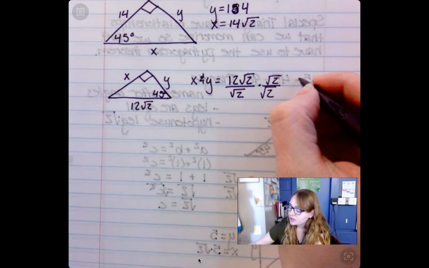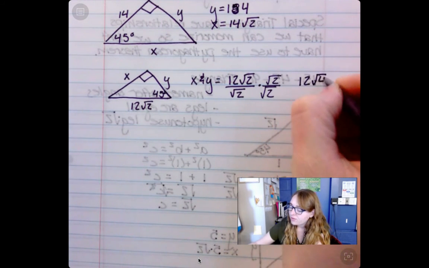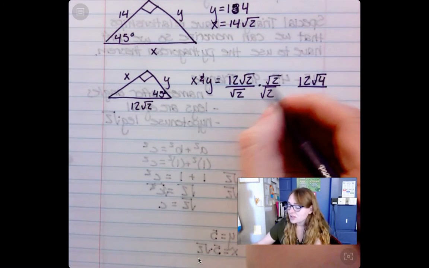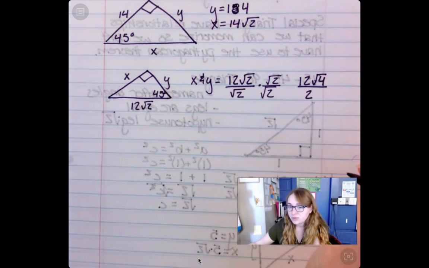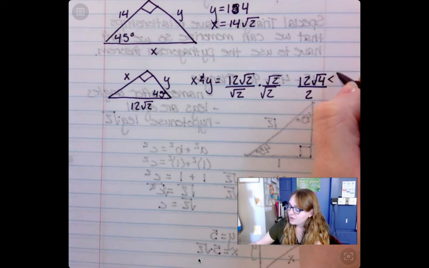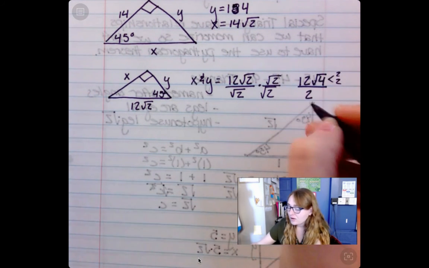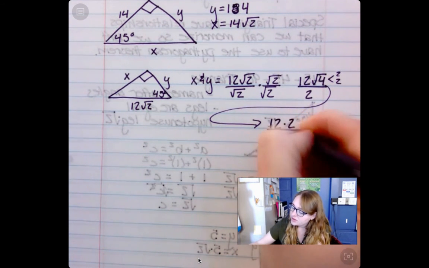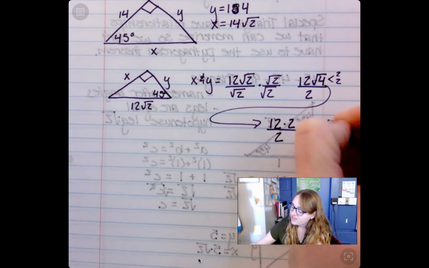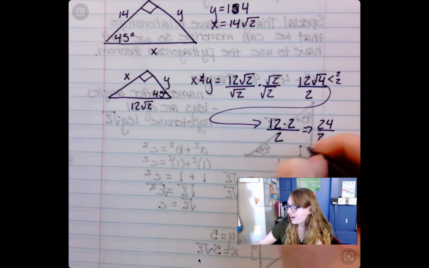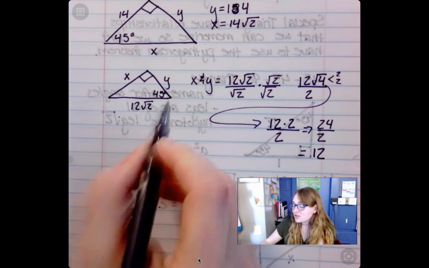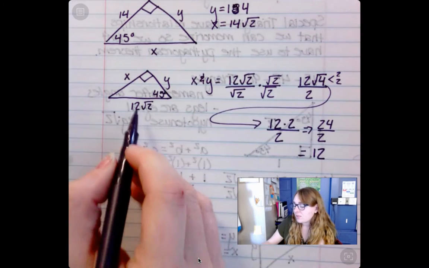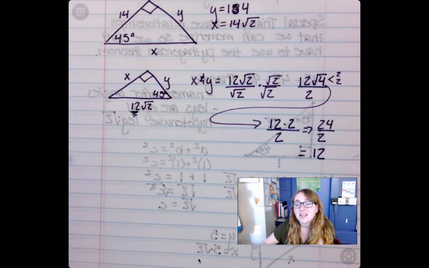12 times root 2 is going to give us 12 root 4. And root 2 times root 2, or root 2 squared, is going to cancel out that root and just leave us with 2. Now, once again, we can do our smallest factor tree, pull out that 2. I'm going to move down here. So we have 12 times that 2 divided by 2, 24 divided by 2, or 12. We could have also spotted that in the previous example, we added a root 2 onto our side length, and we could have seen that this root 2 was just added onto our side length of 12.